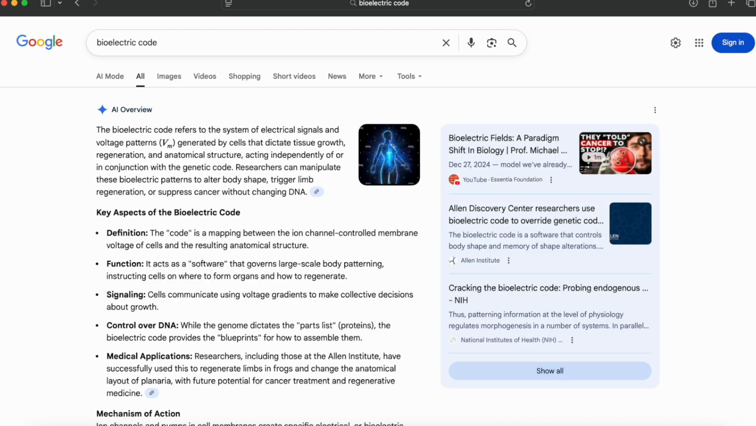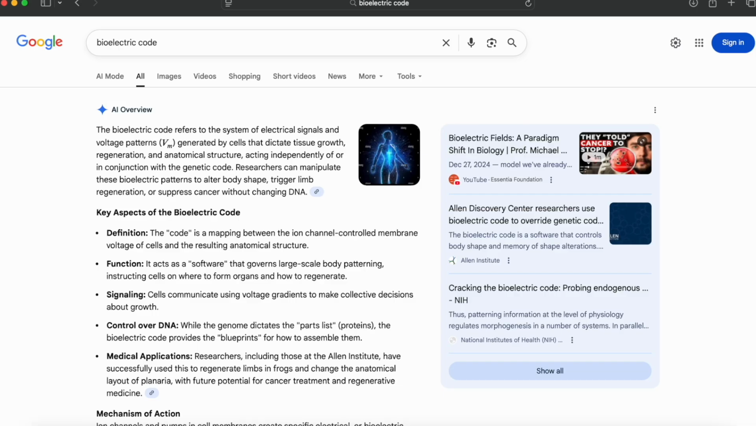The bioelectric code refers to the system of electrical signals and voltage patterns generated by cells that dictate tissue growth, regeneration, and anatomical structure, acting independently of or in conjunction with the genetic code. Researchers can manipulate these bioelectric patterns to alter body shape, trigger limb regeneration, or suppress cancer without changing DNA. The key aspects of the bioelectric code.